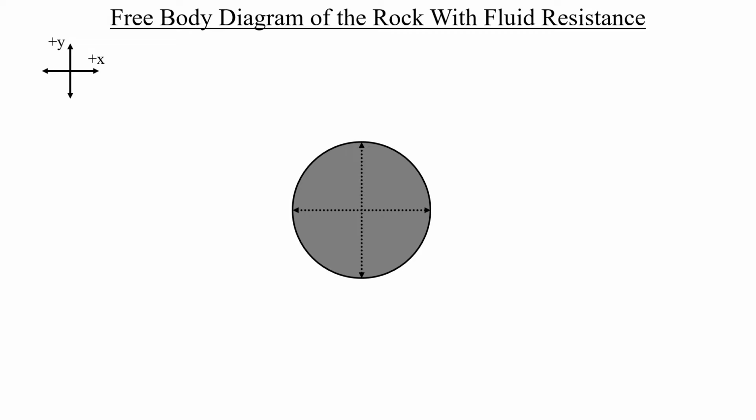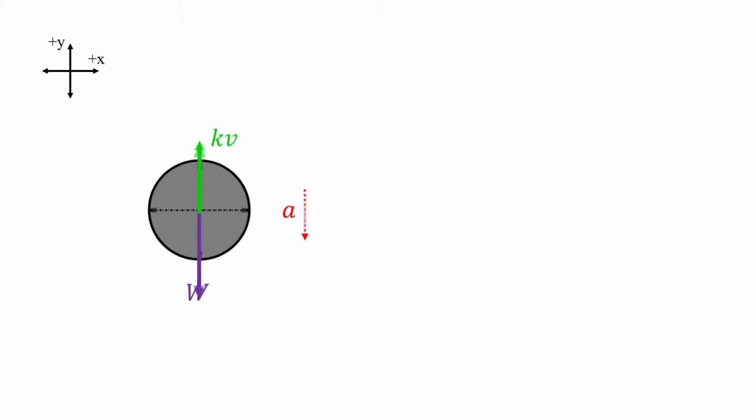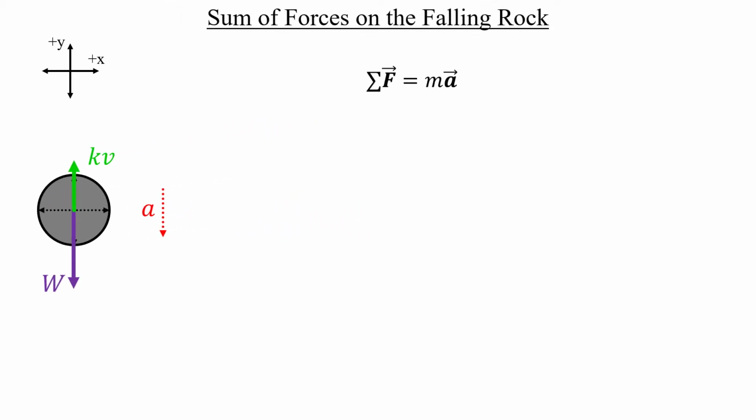There's only two forces acting on our rock, the weight and the fluid resistance pointing in opposite directions. Don't forget to include an acceleration vector off to the side. And that's it for the free body diagram. The sum of forces analysis is also pretty basic. In the x direction, nothing is happening, so that's just 0. In the y direction, our sum looks like this.